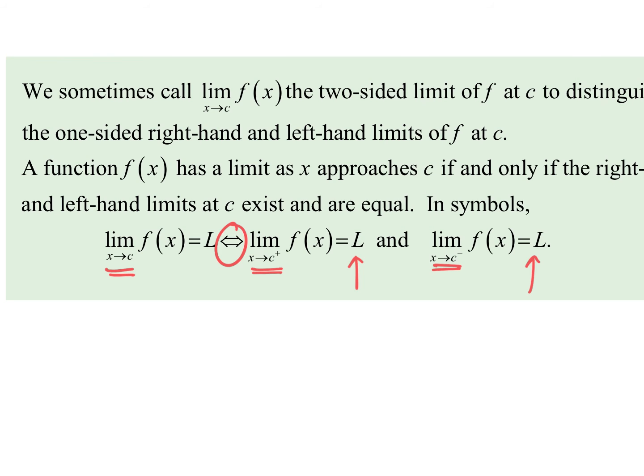You can say, all right, if I'm told that the limit equals L, then the implication is that the left and the right have to both equal L. Or if I'm told that the left and right both equal L, the same integer value, then I can assume that the other limit also equals L. It goes both directions.